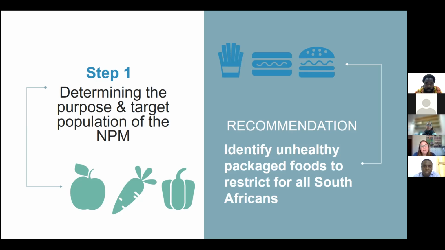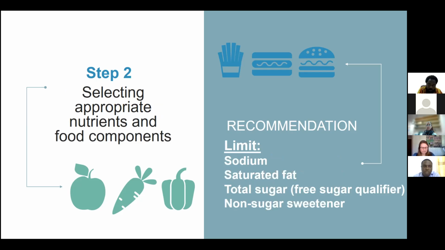The Department of Health has identified front of pack labeling, restriction of marketing to children, and restriction of ultra-processed foods as policy priorities in the country. And based on this, our recommendation for step 1 is that the nutrient profiling model should identify unhealthy packaged foods that should be restricted for all South Africans.